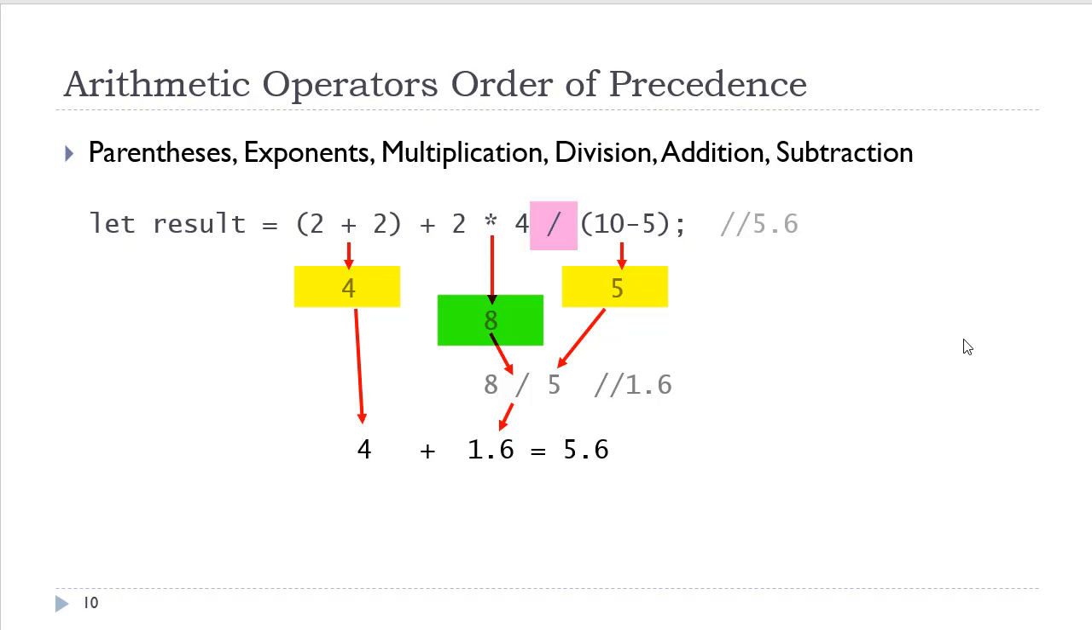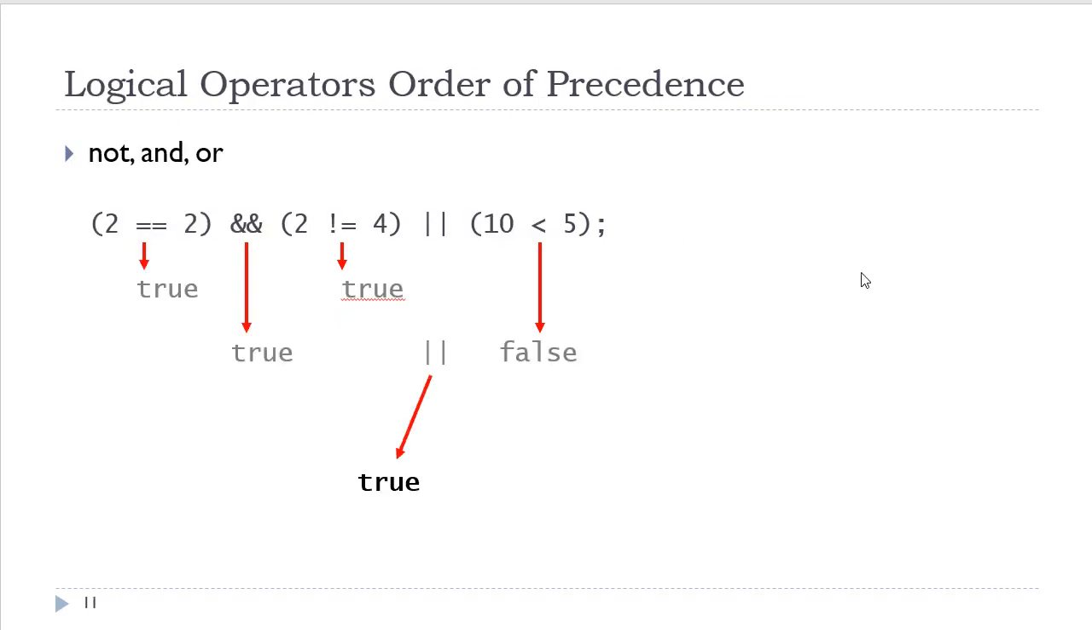What comes after multiplication? Division. We have a division up here. We have 8 divided by 5. And that's going to give us a value of 1.6. What's left? Here's our addition. We're adding 4 to that. And that equals 5.6. Again, you can copy this, put it in the console, hit the Enter key, and it's going to tell you what the result is. Again, use the parentheses when you have long, complicated expressions so that it evaluates in the order in which you want it to evaluate.